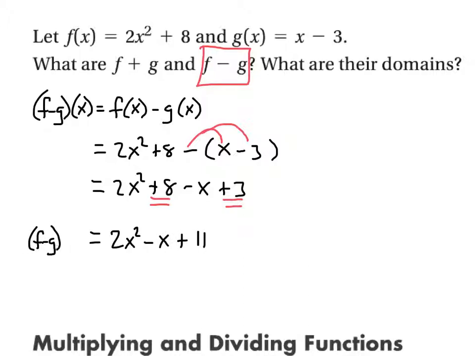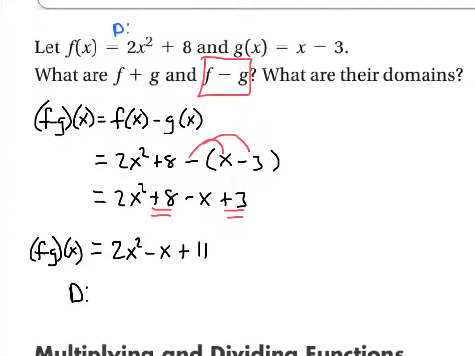So f minus g of x equals 2x squared minus x plus 11. Well, now I need to find the domain. So again, I go back to the original functions. My f of x function is the equation of a parabola. I know that because I have an x squared up here. And parabolas have all real numbers for their domains.